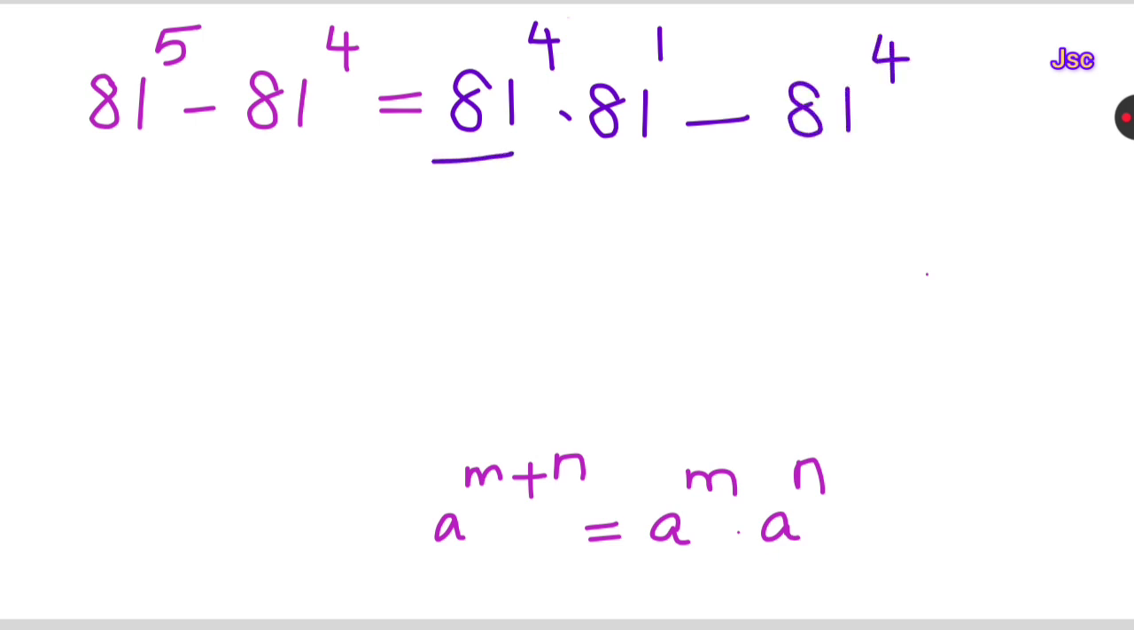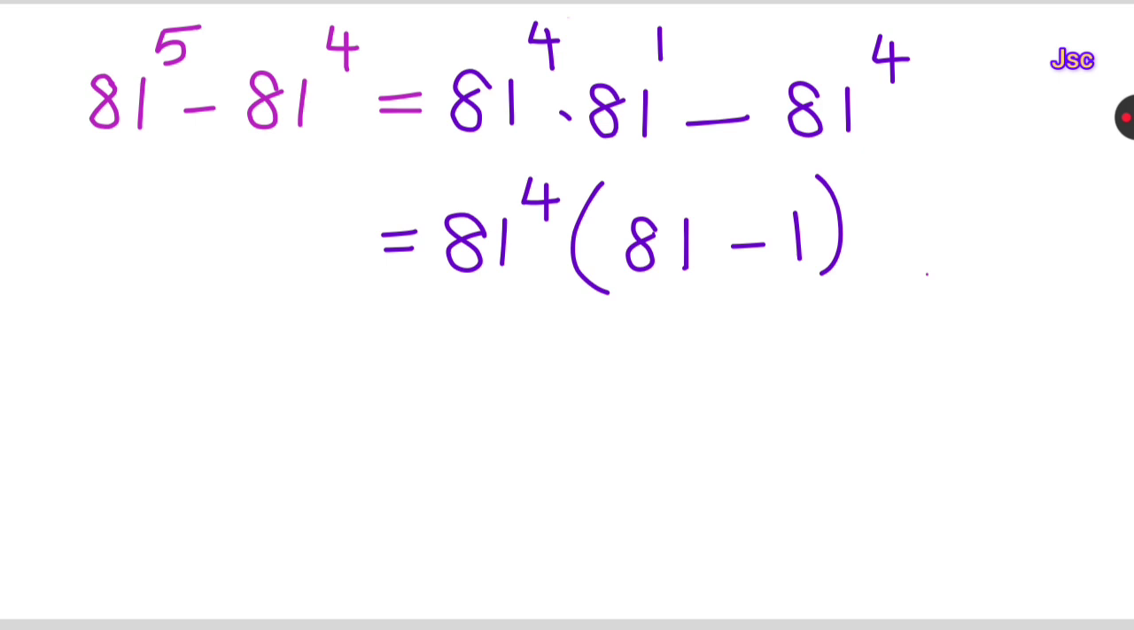Here we have 81 raised to the power of 4 and here 81 raised to the power of 4 is common. So let's take it as common. 81 raised to the power of 4 taken as common, we are left with 81 raised to the power of 1, which is 81 only, minus 1. 81 minus 1 gives 80 only. So let's write here 80.